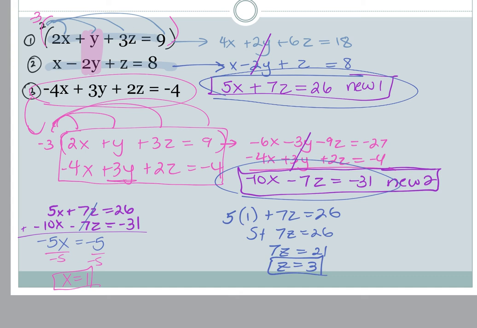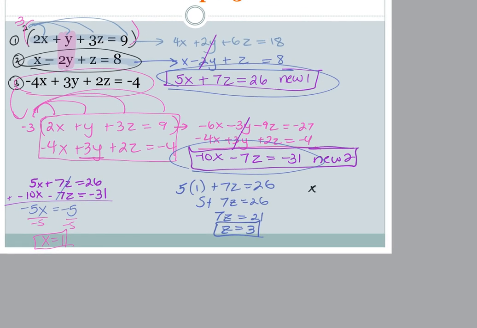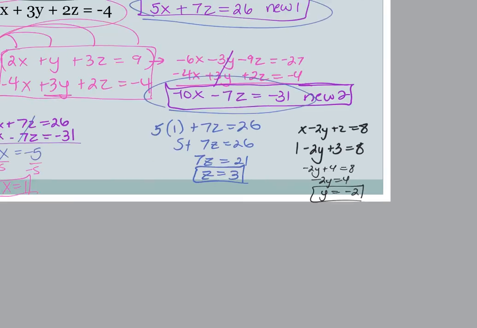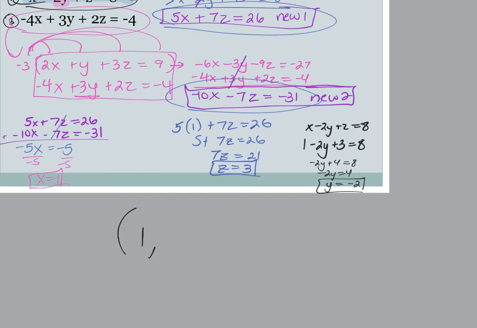Now I have 2 of my 3 variables, and I have to plug that back into where? Any of the original ones, but it has to be an original one, otherwise there's not all the variables. So I'm going to grab this middle one. x minus 2y plus z equals 8. x is 1, z is 3, so 1 minus 2y plus 3 equals 8. Negative 2y plus 4 equals 8. Negative 2y equals 4, and y equals negative 2. And then my answer goes in order: x, then y, then z.